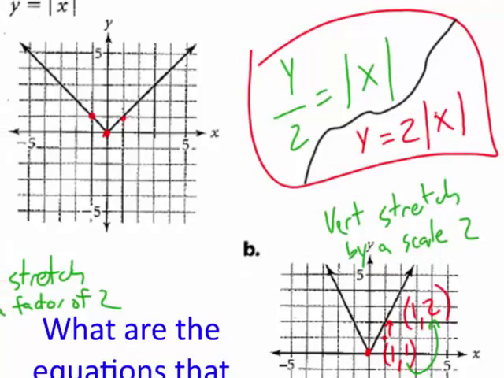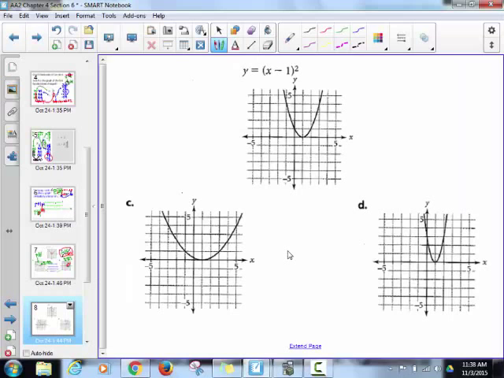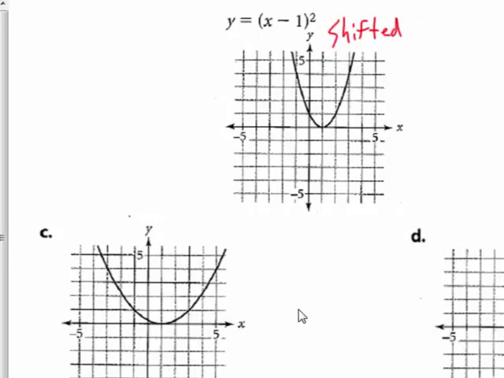All right, let's do it with something that's not an absolute value now. Let's try it with a parabola. Okay, this is where it gets tough, when it gives you a shifted graph. So in this first one, this guy is shifted right 1.